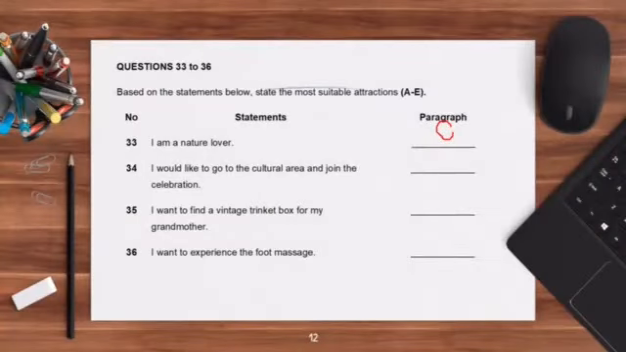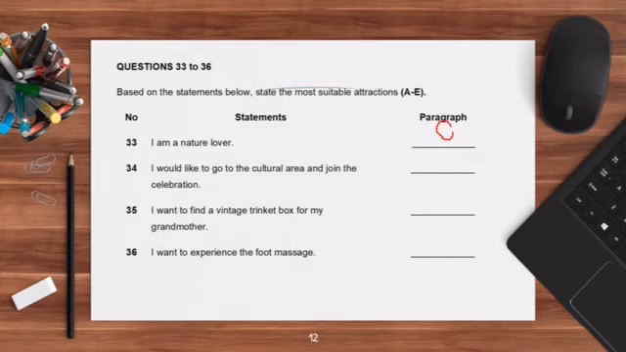Let's discuss the answers for questions 33 to 36. Based on the statements below, state the most suitable attractions. Let's look at question number 33. I am a nature lover. So the answer is already given. The answer for question 33 is paragraph C.